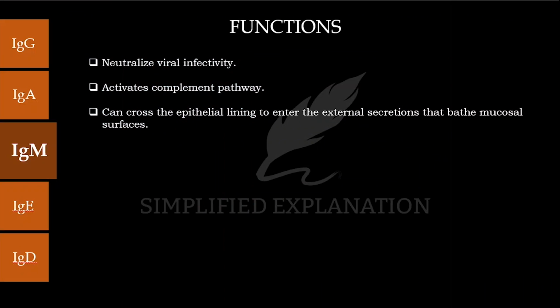Moving to the functions of IgM, it neutralizes viral infectivity. It activates the complement pathway. It can cross the epithelial lining to enter external secretions that bathe mucosal surfaces. This crossing of the epithelial lining is due to the presence of the J chain.